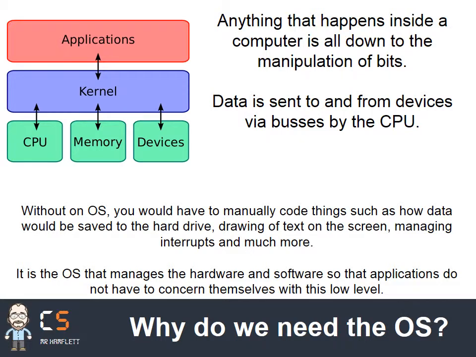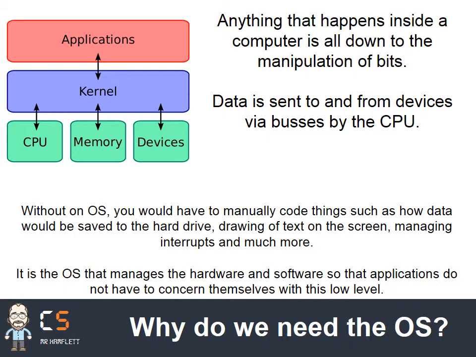Now, anything that happens inside a computer, whether it's displaying something on the screen or saving a file onto the hard drive, is really all down to the very clever manipulation of bits and binary. So if I wanted, for example, to display a turtle on the screen, the turtle can be made out of pixels. Those pixels are made out of binary. That binary would then be sent down buses to the graphics card and stored in the graphics card memory. It would then be sent to the monitor and displayed.